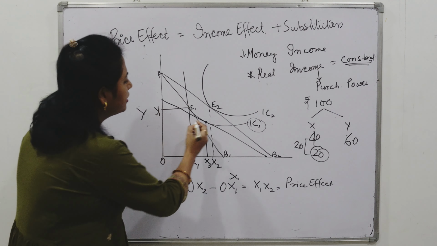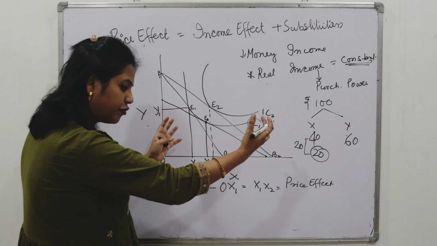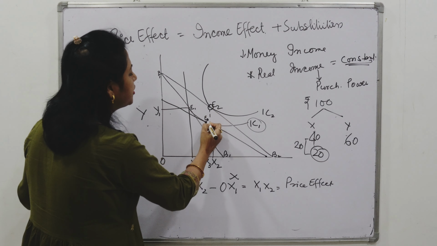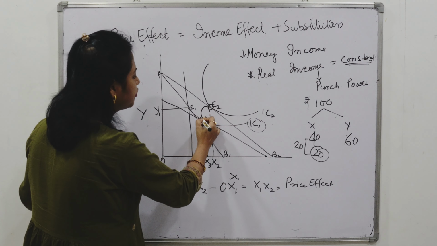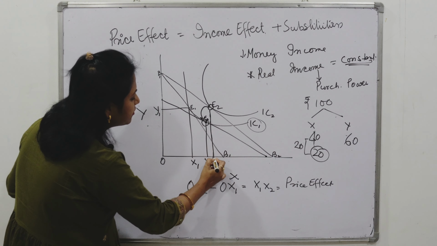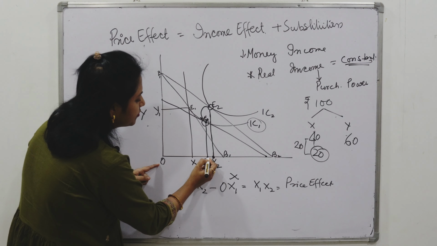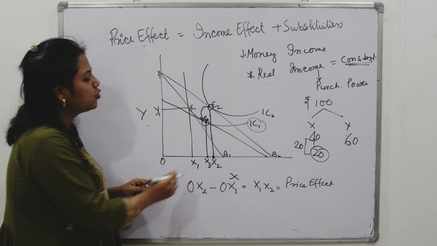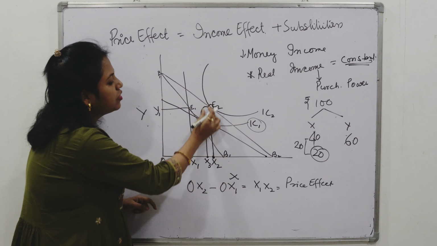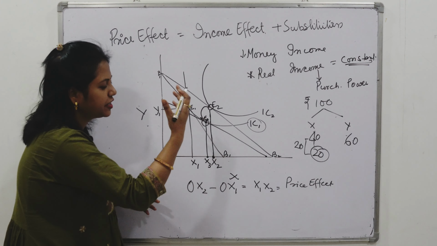Now it is E3. Because of a fall in my real income, the equilibrium point has shifted from here to here. As a result, my commodity demanded has also fallen from OX2 to OX3. Right? So this is because of the fall in income, keeping the real income constant.